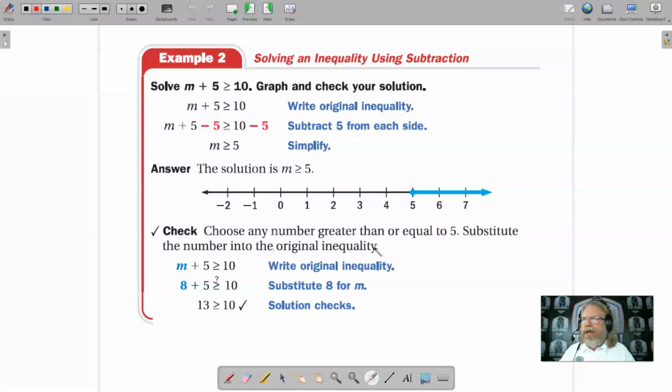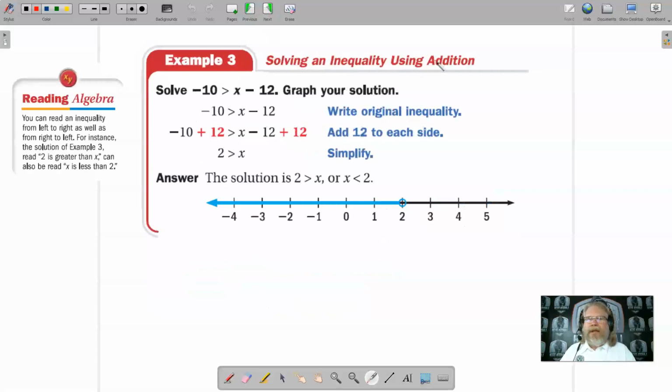So now choose any number that's greater than or equal to 5, substitute the number into the original inequality, and then check and see if it's true. So we have m plus 5 is greater than or equal to 10. Let's pick 8. 8's greater than 5, right? So 8 plus 5 is 13. Is 13 greater than or equal to 10? Indeed, 13 is greater than 10, so our solution checks out.